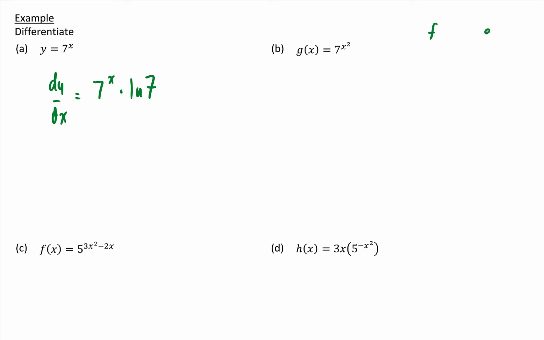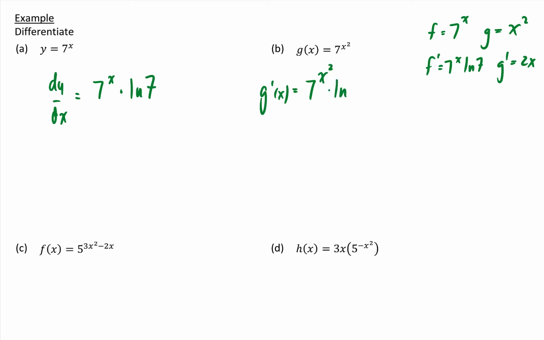So we have f and g. f is 7 to the exponent of x, and g is x squared. So f prime is 7 to the exponent of x, ln 7. And then g prime is just 2x. So this derivative, f prime of x, is going to be 7 raised to the exponent of x. But in this example, it's a composition, so this would be 7 to the exponent of x squared times the ln of 7, then times g prime of x, which is 2x.